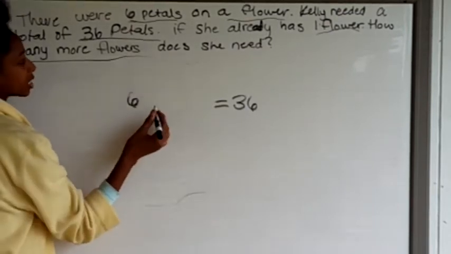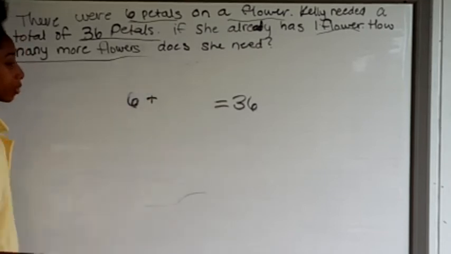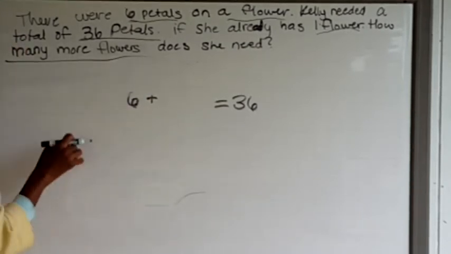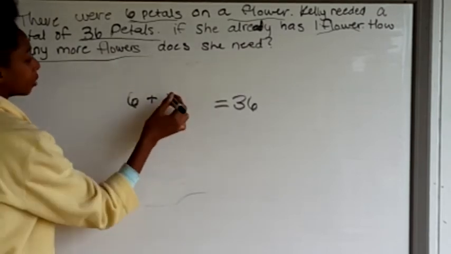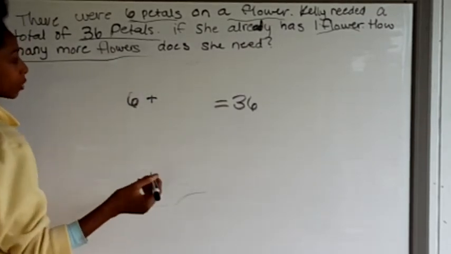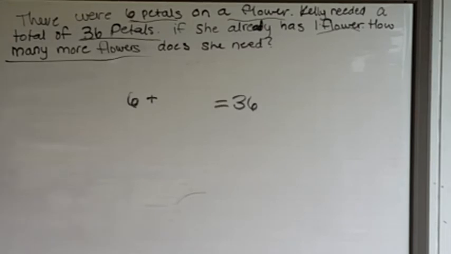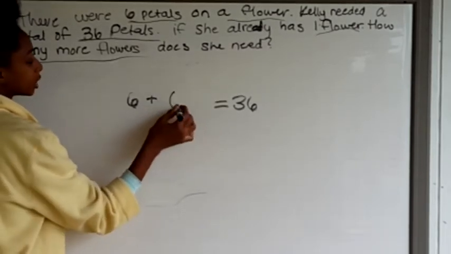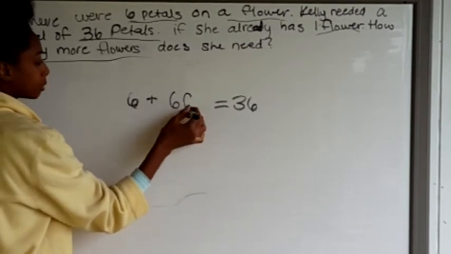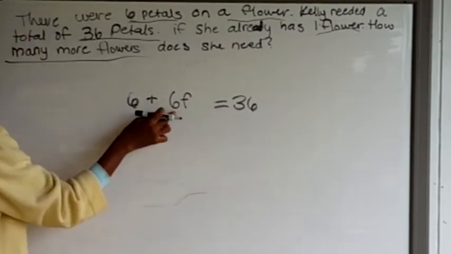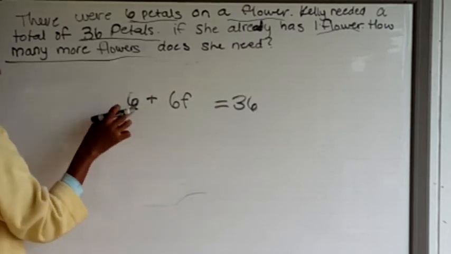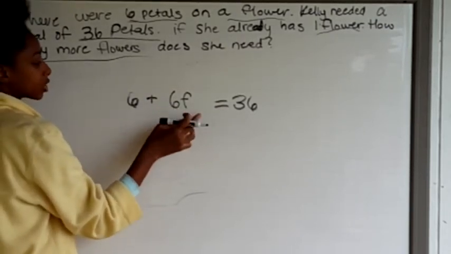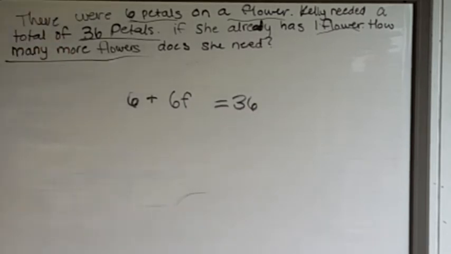So if we're adding to the 6 petals she has, we're going to do addition. And it says how many more flowers does she need? We know there are 6 petals on each flower. What we're really looking for is the total number of petals, but I want to know how many more flowers she needs. So 6 times F for flowers, because there are 6 petals on each flower. So these 6 petals plus the 6 petals on each of these flowers is going to equal 36 petals.